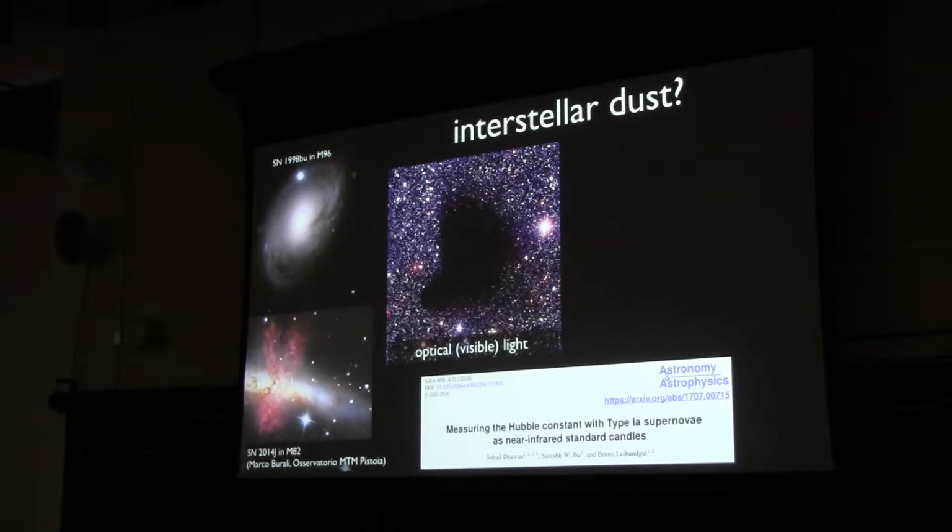Block some light. So if some of our supernova light was blocked, and we didn't know that, then we would get the wrong distance for it, and we'd get the wrong Hubble constant. Okay. So that's something we have to worry about, and how can we check that?